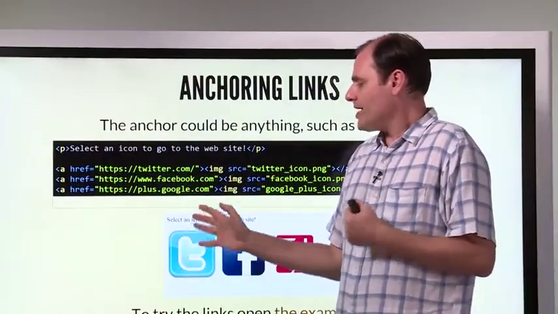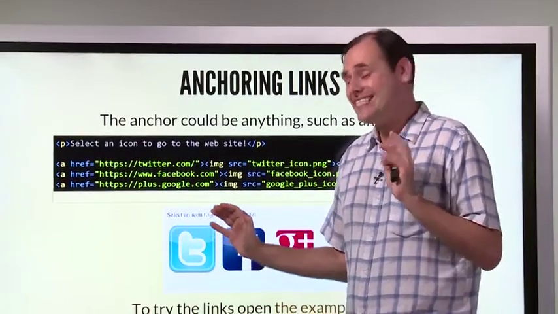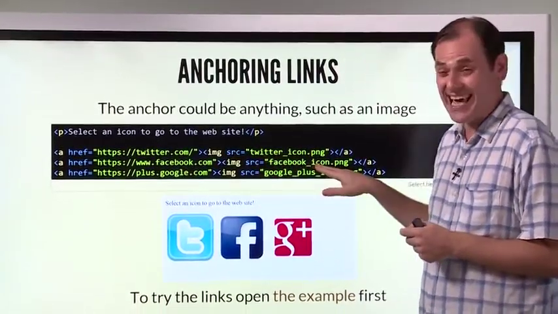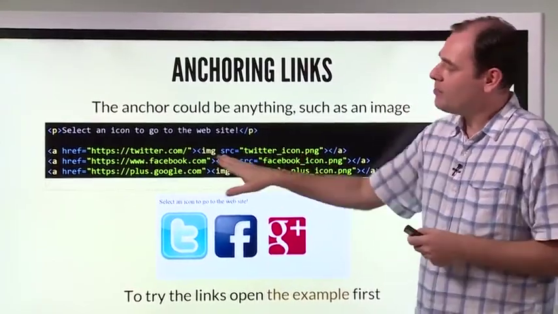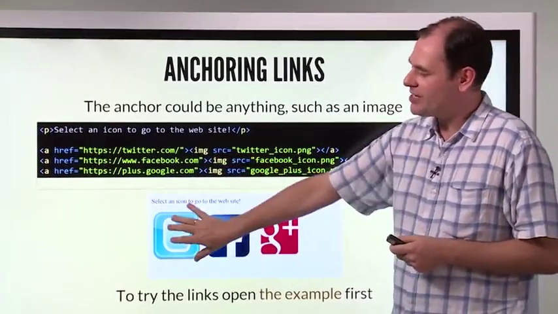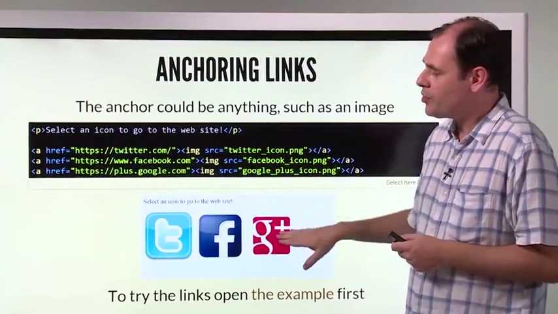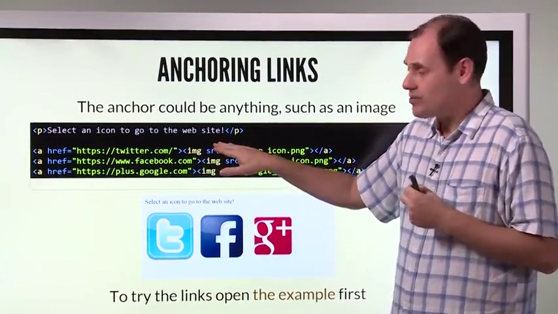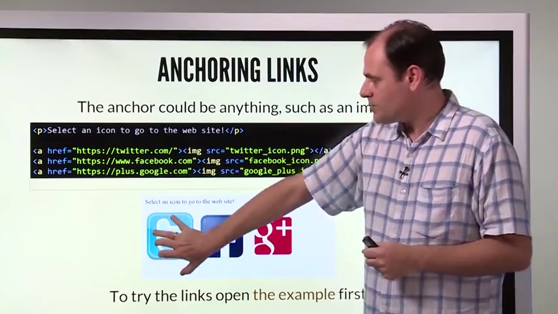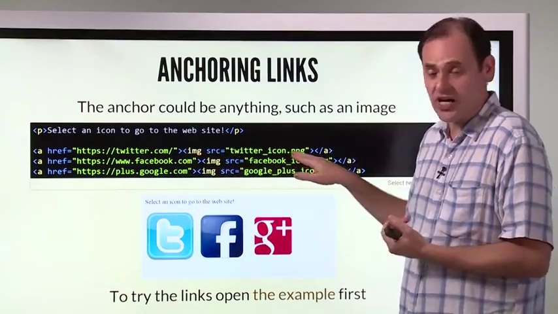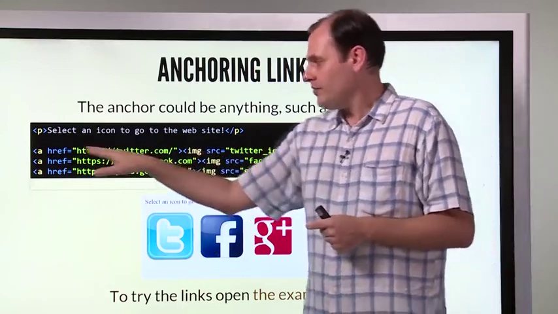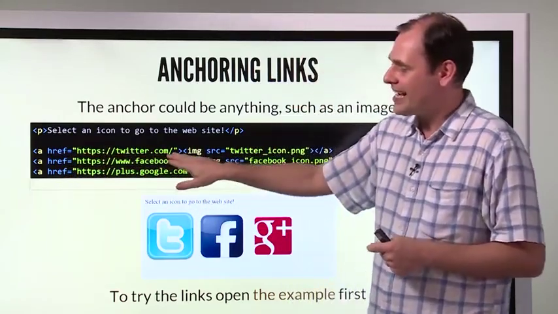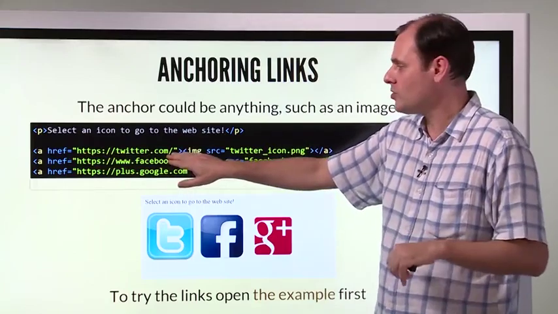Now, we could do a link, but it doesn't have to be text. The thing which is anchored does not have to be text. The last example, it was text. But here, we're using a picture. There's a first picture, second picture, third picture, and we're using the images as anchors. There's a nice little picture of the Twitter icon. Now, if you click on that Twitter icon, it will trigger the link and it will go off to the actual website, twitter.com.